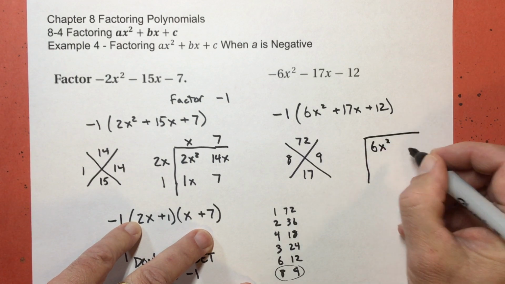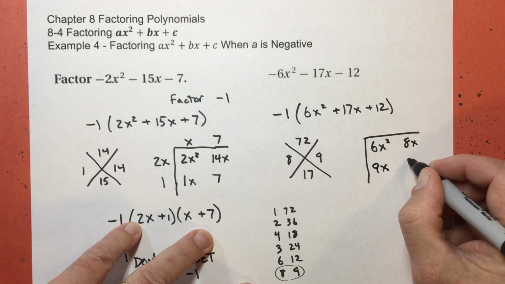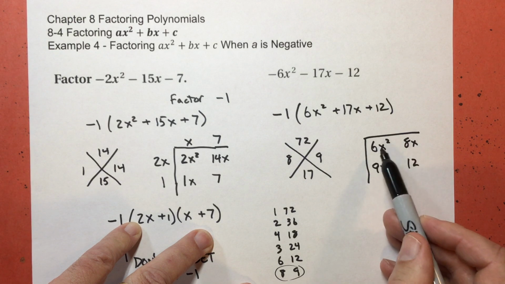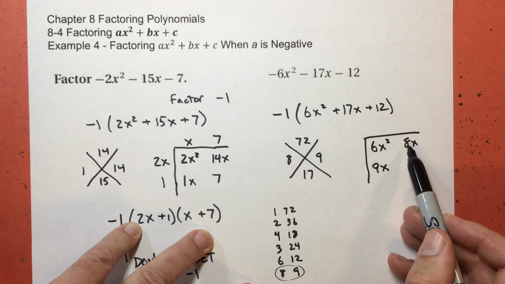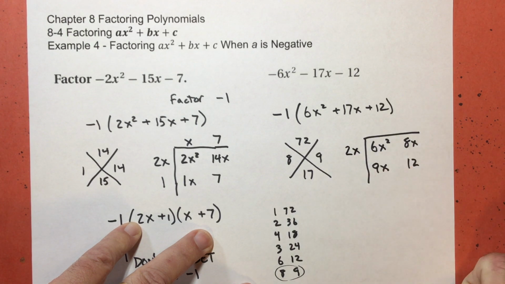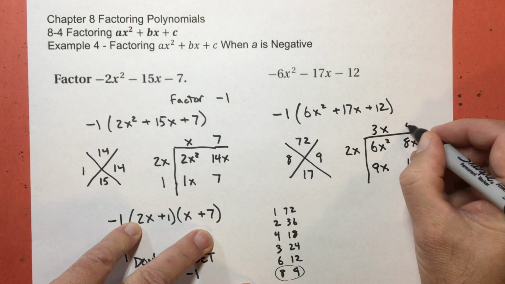My 6x squared goes here. I can write 8x, 9x, and my 12 goes here. Across this row, I've got 6x squared and 8x. They have a common factor of 2x. What got left behind? 3x and a 4.